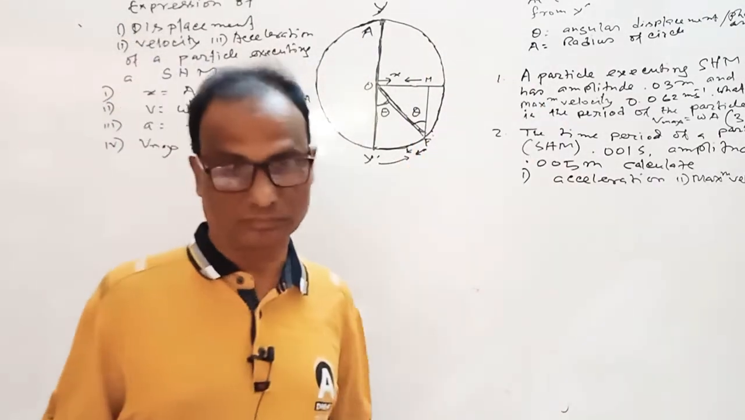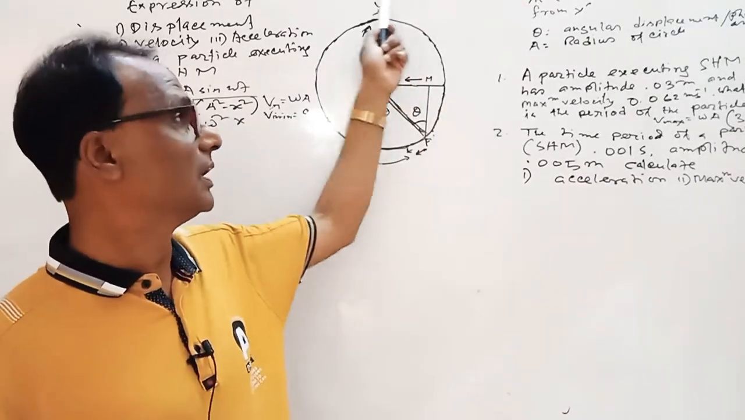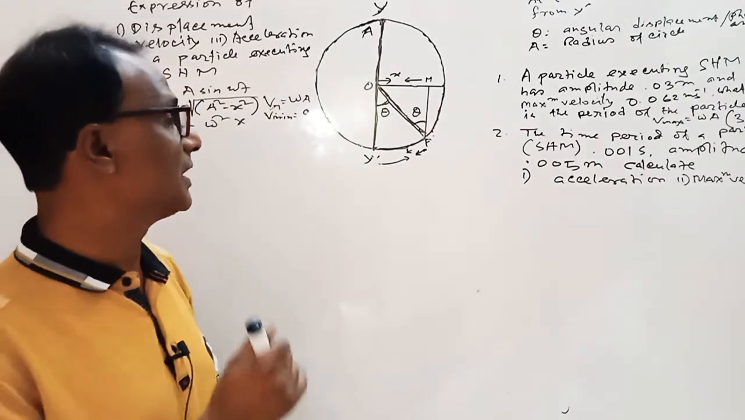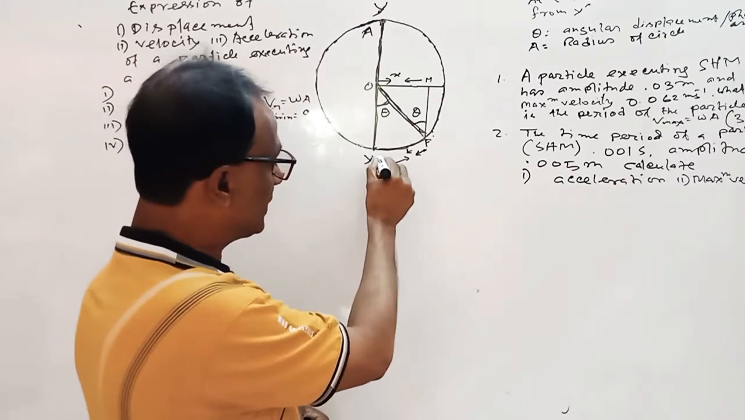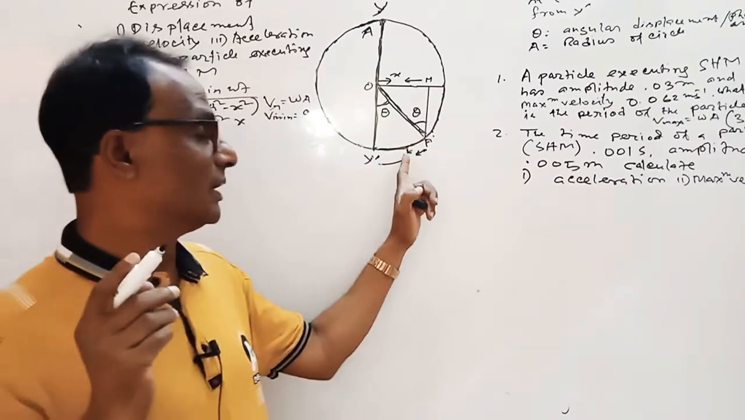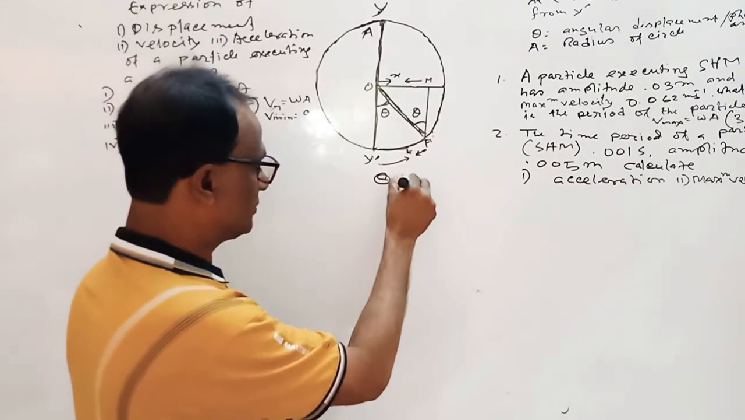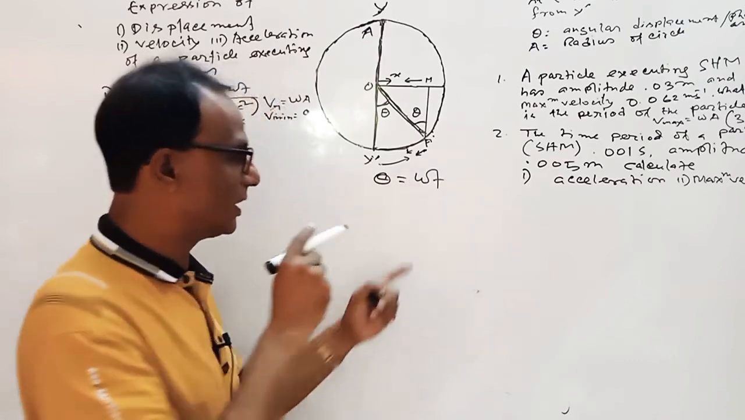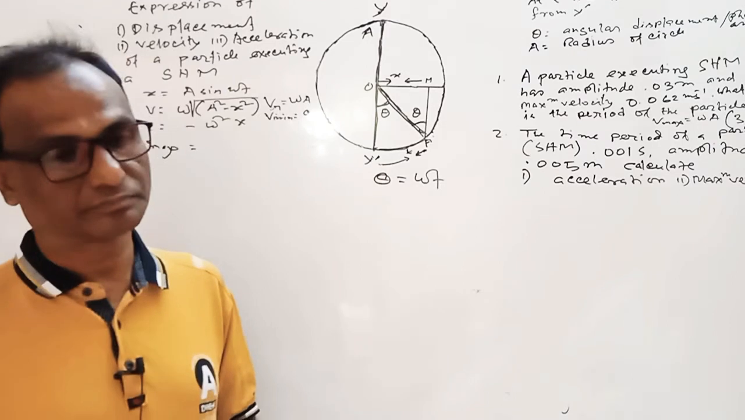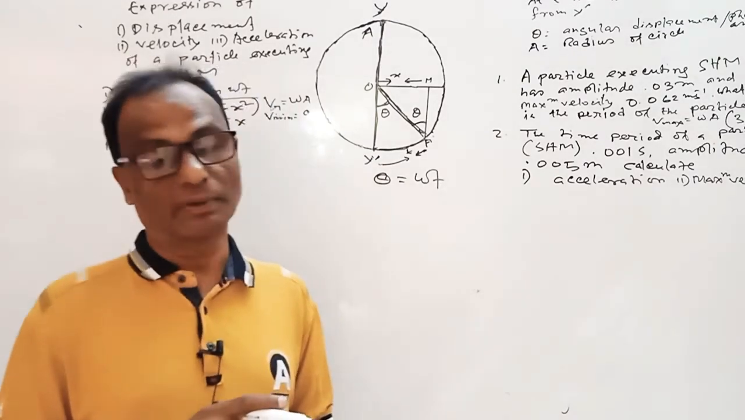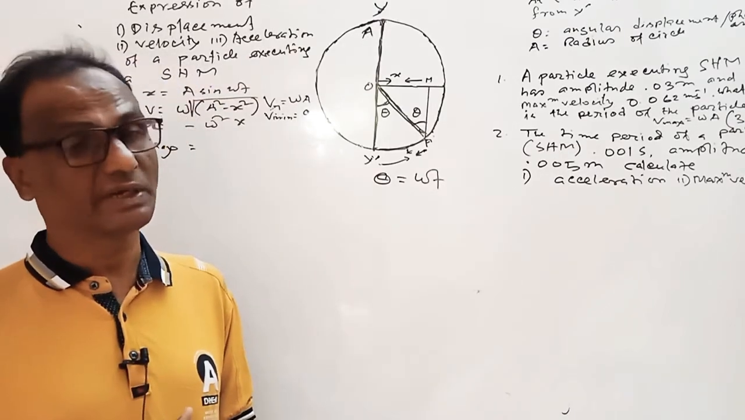This is a circle where a particle is moving around. For a certain time t, this particle has moved from y dash to P. So we'll have theta equal to omega t, where theta is the angular displacement and omega is the angular velocity. Theta is also called the phase angle.